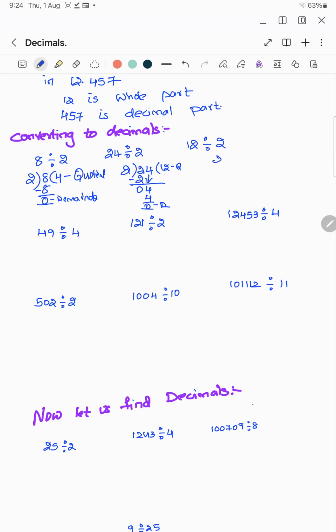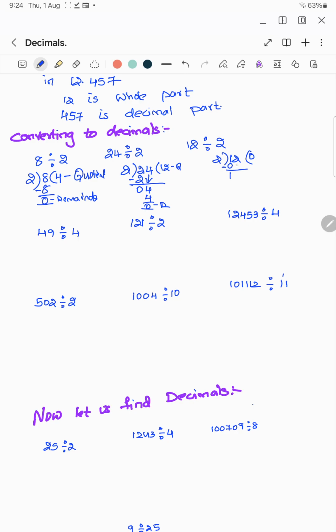Next, 12 divided by 2. Check the first digit. Here the first digit is 1, which is less than 2. So we multiply 2 with 0 to get 0, which is less than 1. We have to get 1 or less than 1. So 0 is less than 1. So 1 minus 0 is 1.